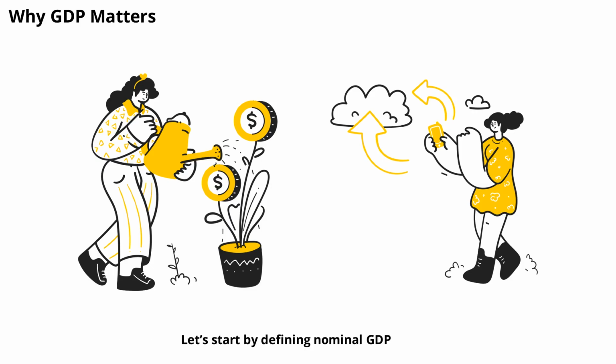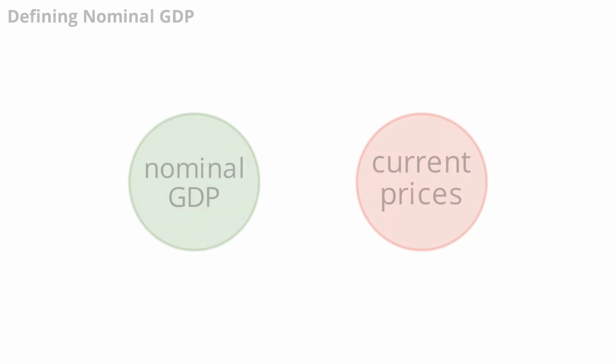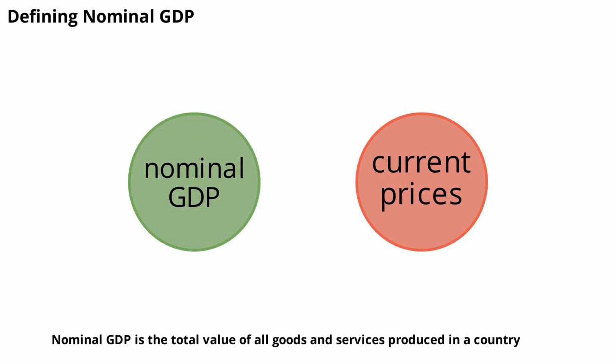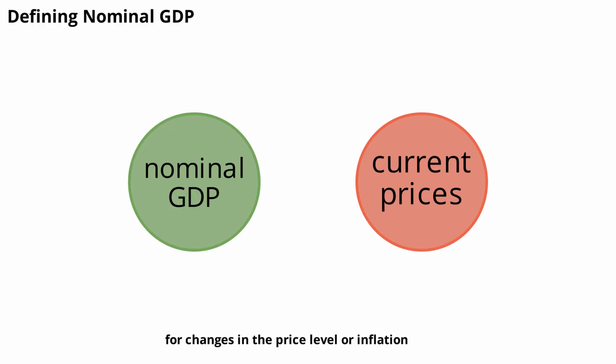Let's start by defining nominal GDP. Nominal GDP is the total value of all goods and services produced in a country, measured using current market prices during the year they are produced. This means nominal GDP does not account for changes in the price level or inflation. If prices rise from one year to the next, nominal GDP will increase even if the actual quantity of goods and services produced stays the same. So nominal GDP can sometimes give a misleading picture of economic growth if inflation is high.